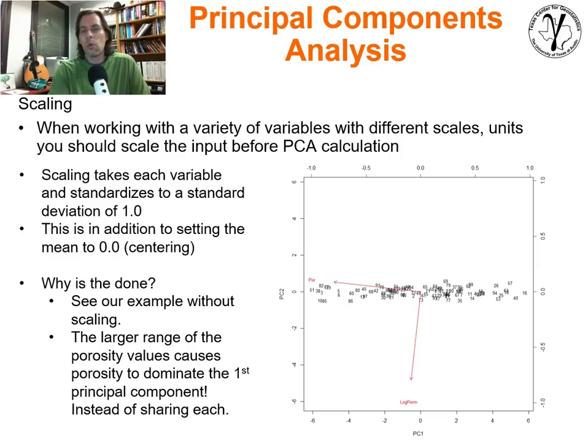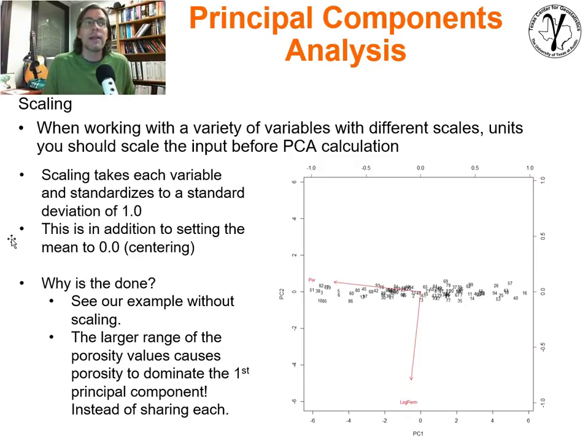If the variables we're working with are different things, they don't have the same type of units, they're not consistent with each other, it's probably better to standardize. We're going to center the variable. We always center it. We have to center it. But we're going to standardize it so each one of the variables has a standard deviation, a variance, equal to 1. That way we remove the influence of the spread of each one of the individual variables from the principal component analysis calculation.